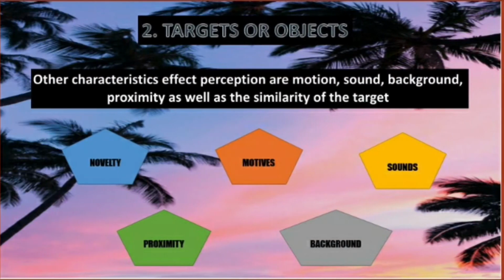Next, the second point is targets or objects. The characteristics that affect perception are motion, sound, background, proximity, as well as the similarity of the target. For example, in this situation, Ahmad is the fattest boy in the class. And the other students' perception toward Ahmad is that Ahmad eats a lot and lacks exercise. That is one of the examples of targets or objects.